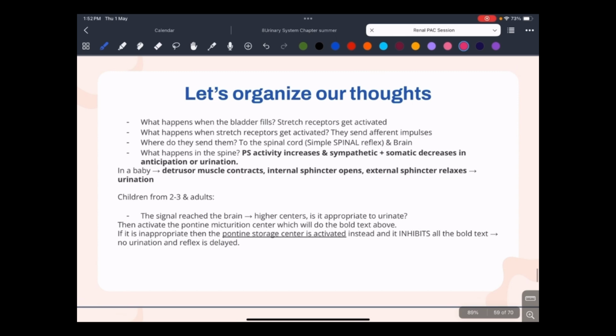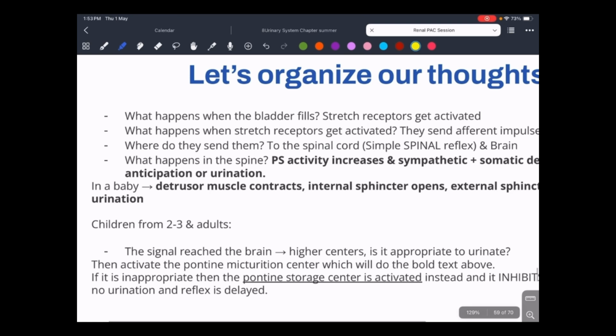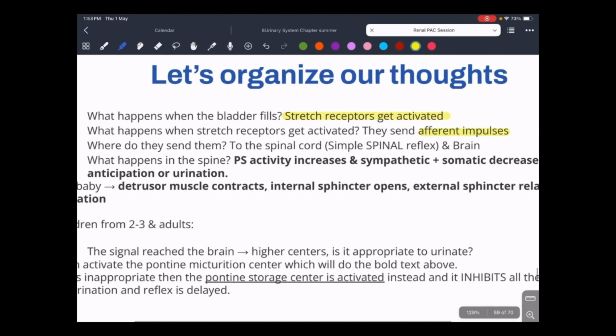So for the very, very last time, I'm very sorry if you're tired of me, but this concept is very important because questions will come from it. Okay, this is why I'm stressing on it a lot. So let's go. What happens when the bladder fills? Stretch receptors get activated. What happens when the stretch receptors get activated? They send afferent impulses. Where do they send them? To the spinal cord, simple spinal reflex, and the brain.